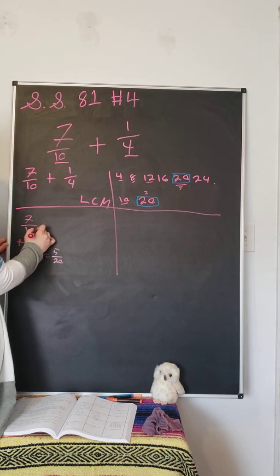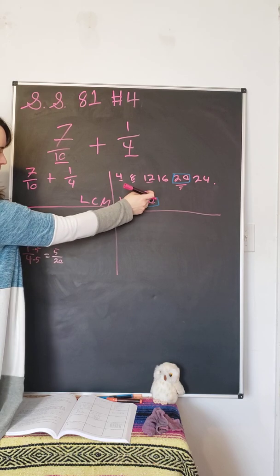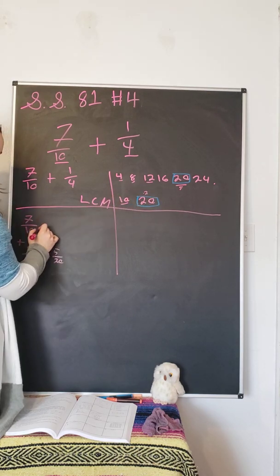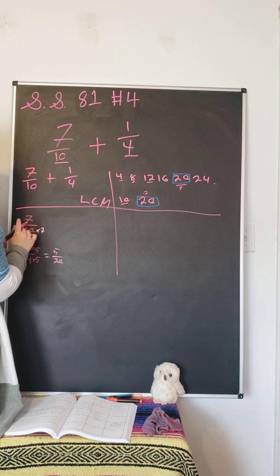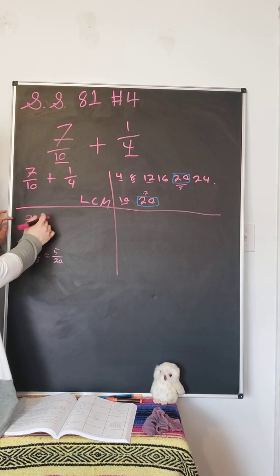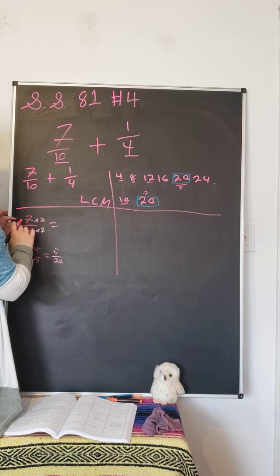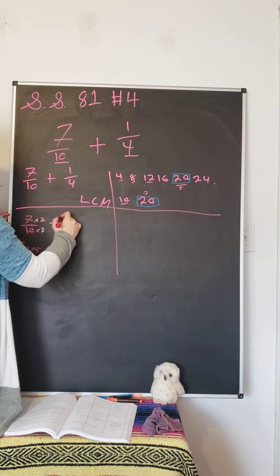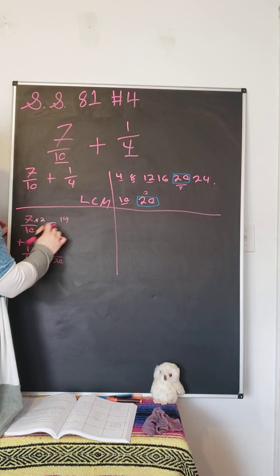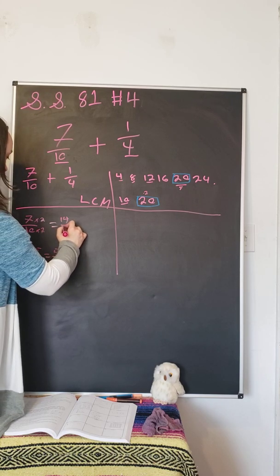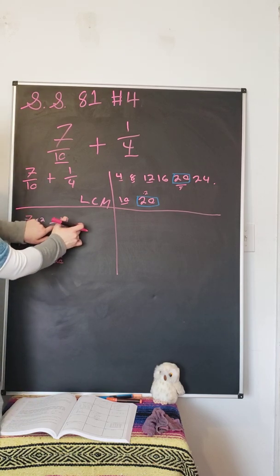And for here, remember how this is on the 2nd place right here? I'm going to take this 2 and multiply that with a 2. And whatever I do here on the denominator, I have to do right here on this top number. So when I multiply these across, 7 times 2 is 14. 10 times 2 is 20. So right here, I got my new fractions.